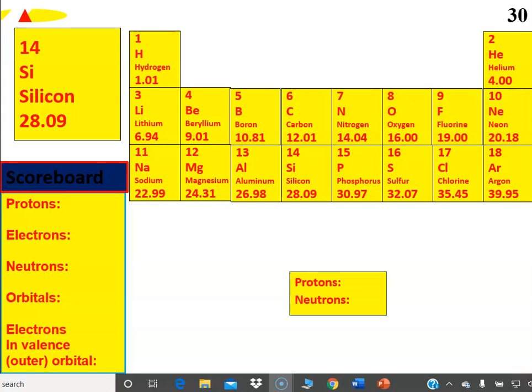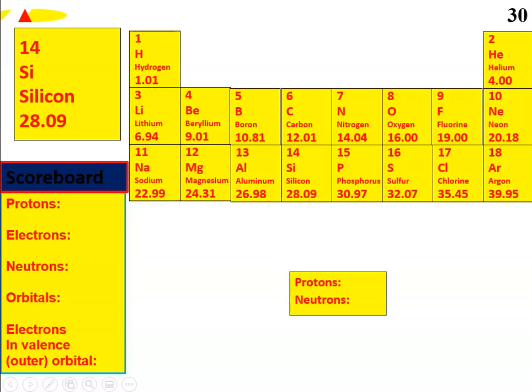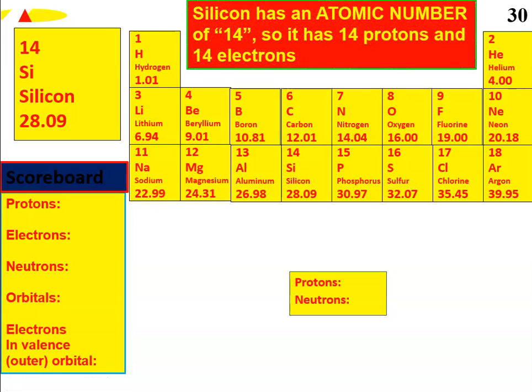All right, so the first thing we need to do is write your scoreboard out. And the first thing we're going to determine is the number of protons. So how do we do that? Well, silicon has an atomic number of 14, and you can see it's right there in the middle, down in the third row. And so it has 14 protons. And since an atom is born electrically neutral, it's also going to have 14 electrons. 14 positive charges, 14 negative charges.